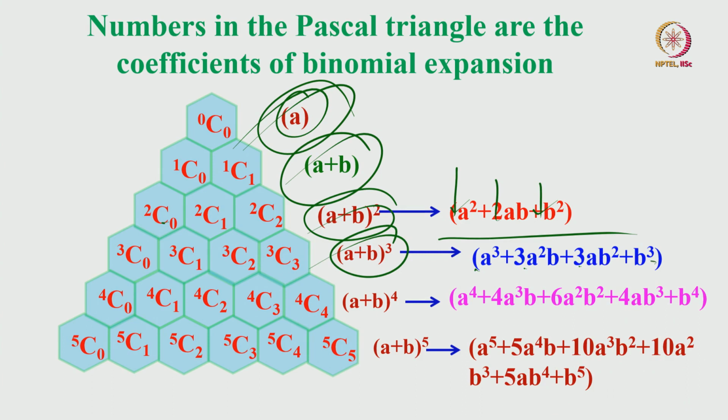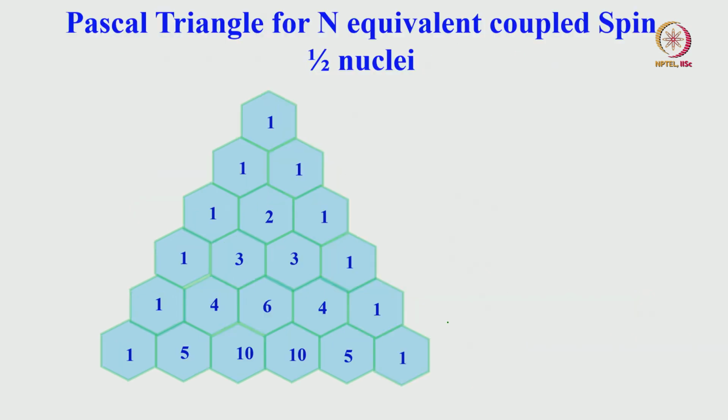But there is also a way to understand this by combinations. This is 0C0, 1C0, 1C1, like that you can understand. This is nothing but the coefficients of the binomial expansion. So, Pascal triangle, that is how we generate.